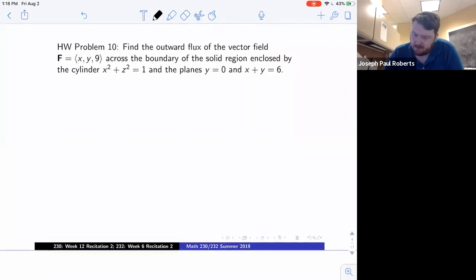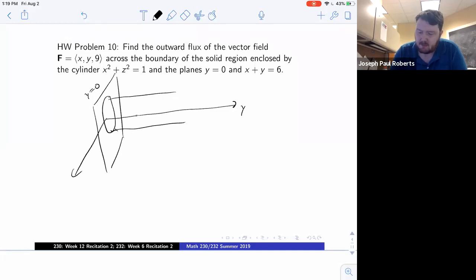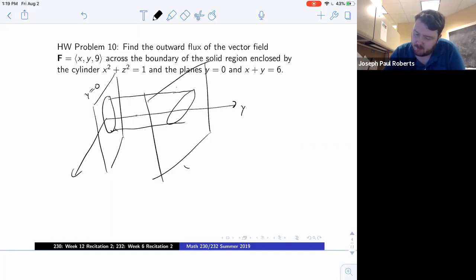So anyway, the boundary of the solid region enclosed by the cylinder x squared plus z squared equals 1. That is a cylinder around the y-axis, right? And then y equals 0 is, of course, the xz plane. And then x plus y equals 6 is going to be some kind of diagonal plane. So yeah, we're going to be looking at something sort of like this, that we have this other plane, x plus y equals 6.